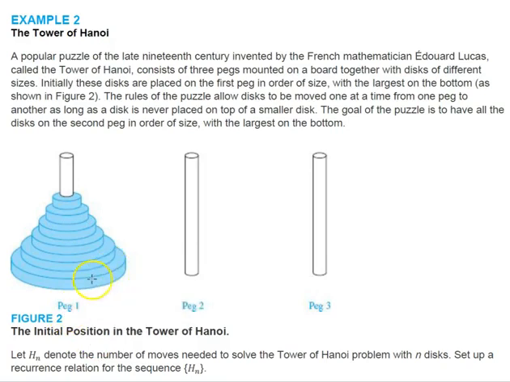The rules of the puzzle allow discs to be moved one at a time from one peg to another peg, as long as a disc is never placed on top of a smaller disc. The goal of the puzzle is to have all the discs on the second peg in order of size, with the largest on the bottom.